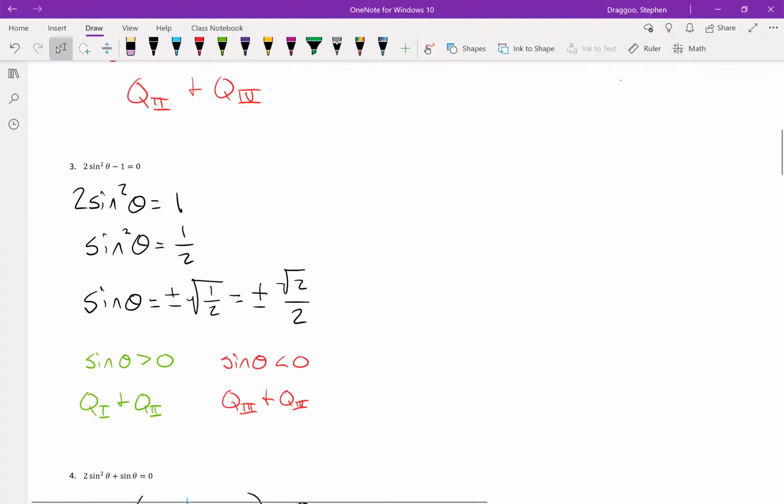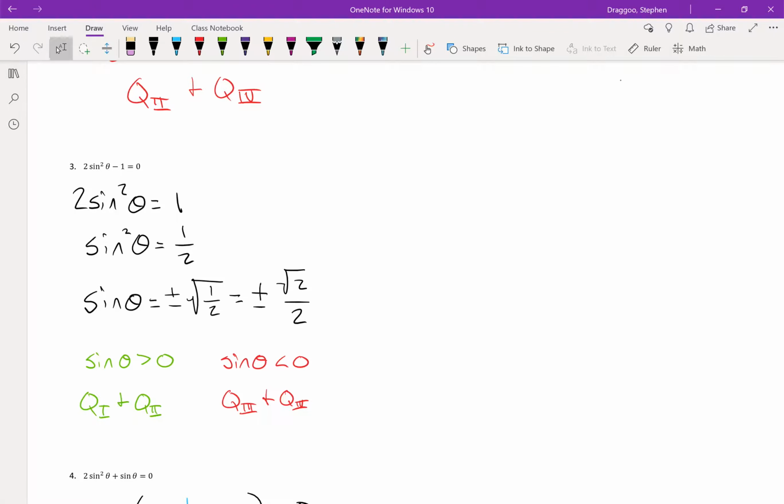In problem 3, we're starting from 2 sine squared theta minus 1 equals 0. So we'll try to isolate sine theta, which means first we add 1 to the other side, then we divide by 2, and get that sine squared theta is 1/2. But be careful not to stop here, because even though sine of theta equals 1/2 does come out to a solution, this is sine squared equals 1/2. So we're going to need to take a square root first.